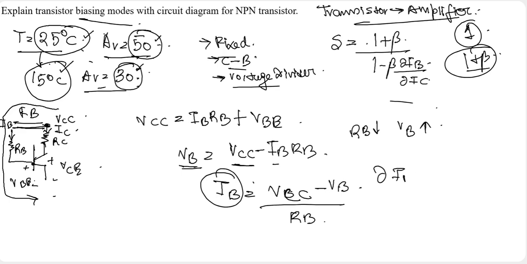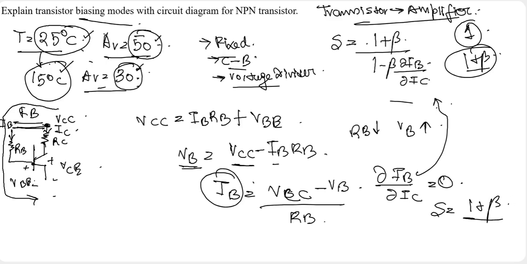And if we differentiate it with respect to IC, we will be getting only 0. So if we put this value here, we will be getting the stability factor equal to 1 plus beta divided by 1 minus beta into 0. So this is equal to 1 plus beta.